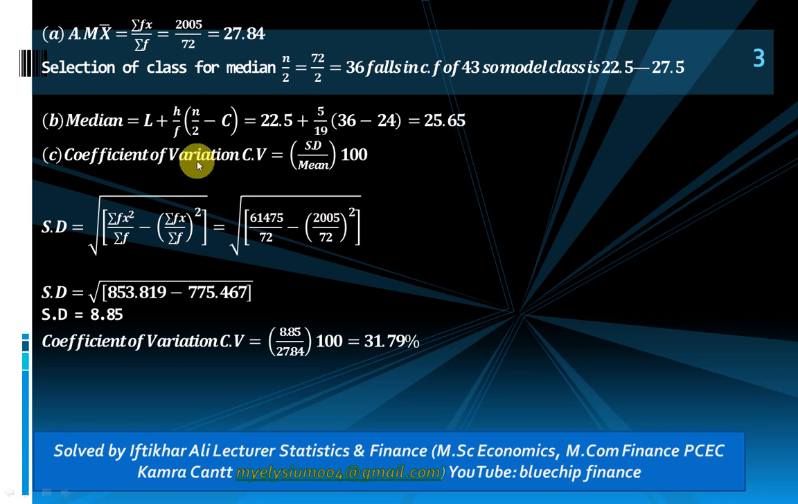Coefficient of variation equals standard deviation divided by mean, multiplied by 100. So first of all we have to calculate the standard deviation. Many times we have already calculated standard deviation. The formula is given here. Besides this there are many formulas for standard deviation, but I think this is the simplest. Just put all the values into this formula and the standard deviation will be 8.85. Then 8.85 divided by 27.84 multiplied by 100, so the coefficient of variation is 31.79%.